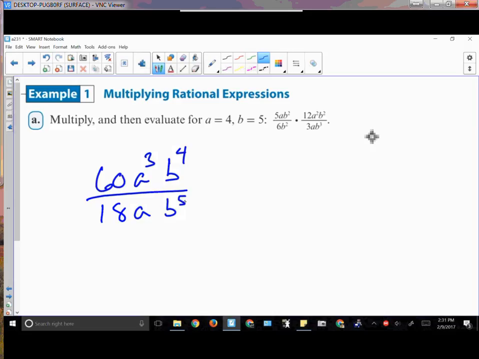Now, students always want to know, do I cancel first? Do I multiply, then cancel? To be honest, it doesn't matter, because canceling is a division process. Multiplication and division go hand in hand with each other. So, now we can simplify from this point.